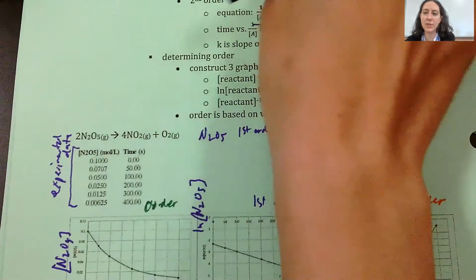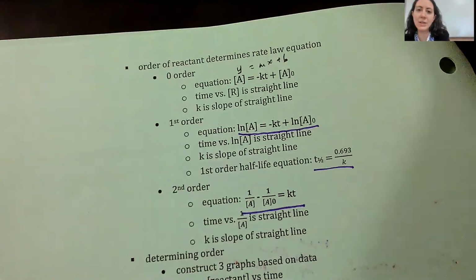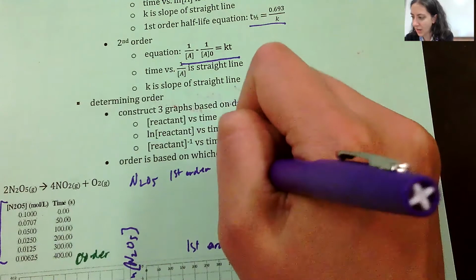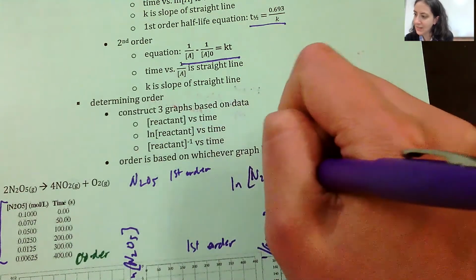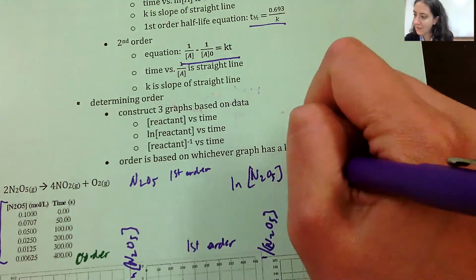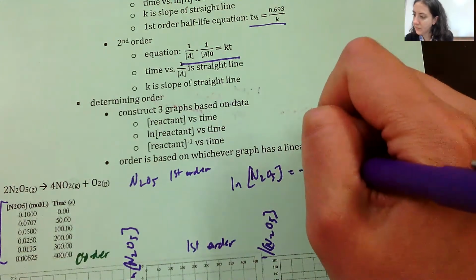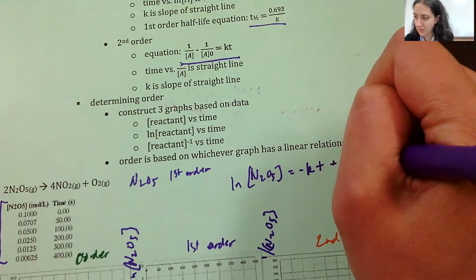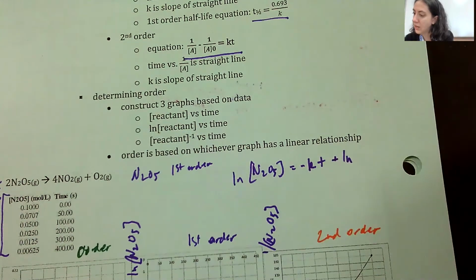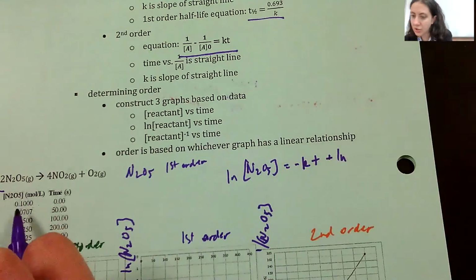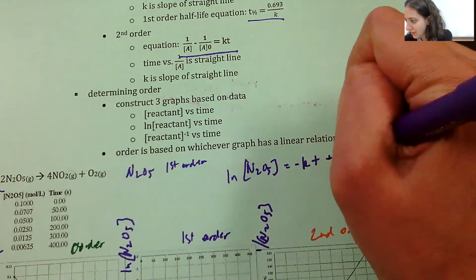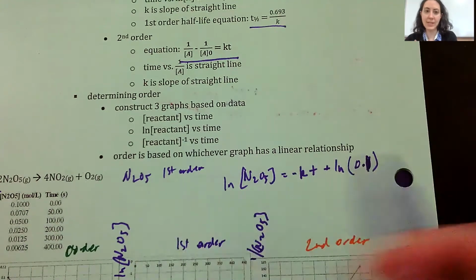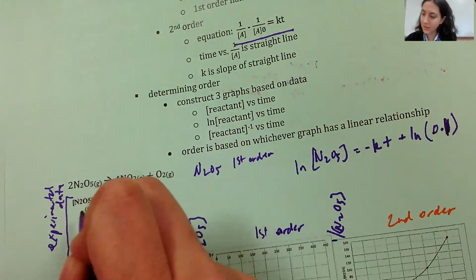Okay, so if we're going to write the rate law for this reaction, we just have to go up here or go onto our yellow sheet, and that is going to be the rate law. So the rate law is the natural log of the concentration is going to be equal to negative k times time, plus the natural log of the initial concentration. In our case, the initial concentration was 0.1, so it's going to be the ln of 0.1, which we could actually calculate if we wanted.